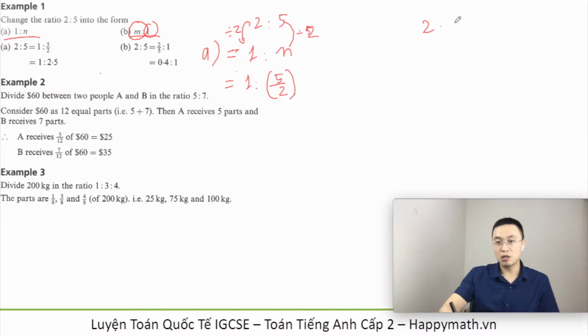From the first ratio, you have 2 divided by 5, and you have to change it into m divided by 1.